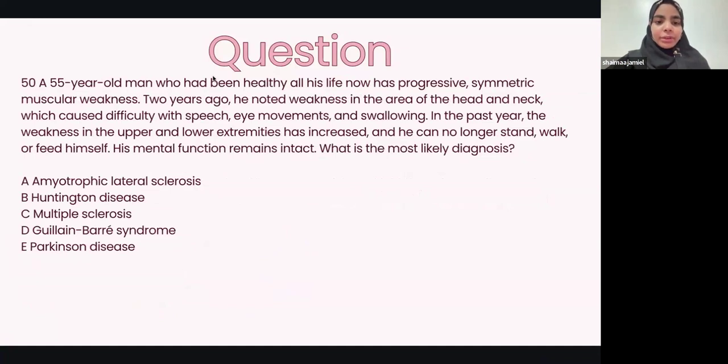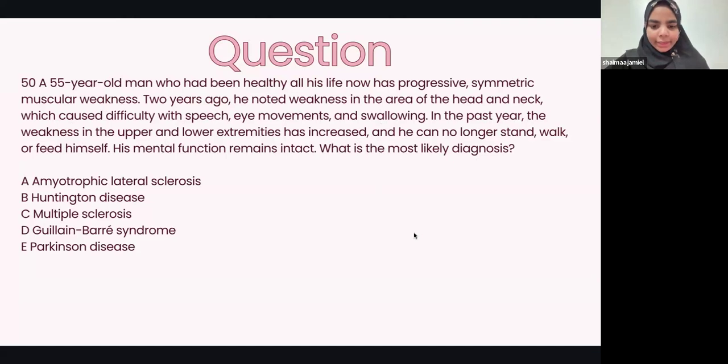A 55-year-old man who had been healthy all of his life now has progressive symmetric muscular weakness. 2 years ago, he noted weakness in the area of the head and neck, which caused difficulty with speech, eye movements, and swallowing. In the past year, the weakness in the upper and lower extremities has increased, and he can no longer stand, walk, or feed himself. His mental functions remain intact. What is the most likely diagnosis?